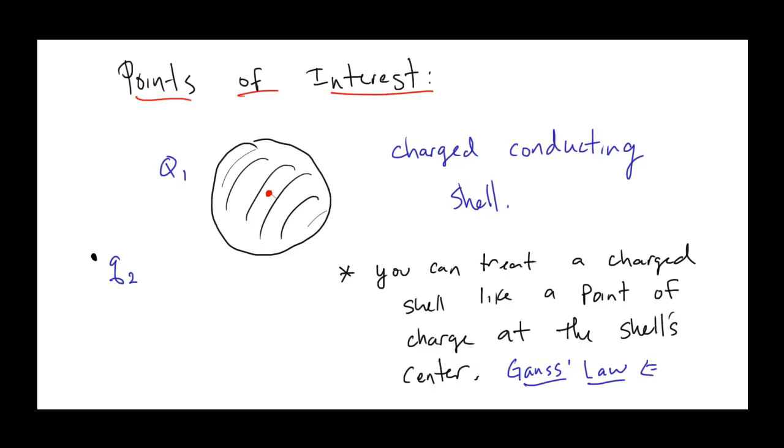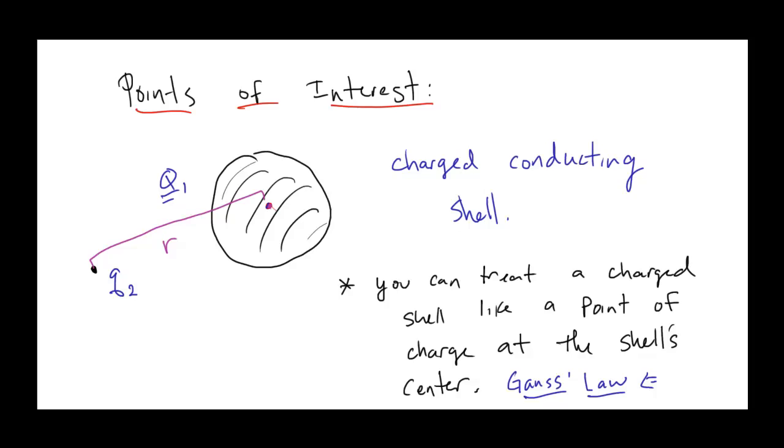So here I could take the entire value Q1 and imagine that it's concentrated at that point right there. Just so we're clear, the r value that we'd be using in Coulomb's law would be the distance from the middle of this shell to Q2.